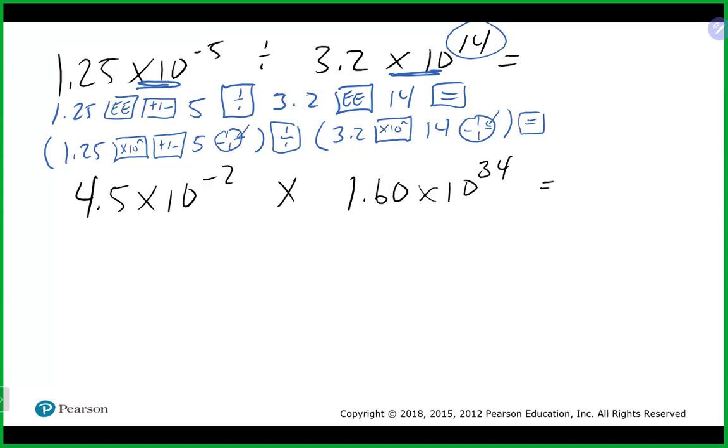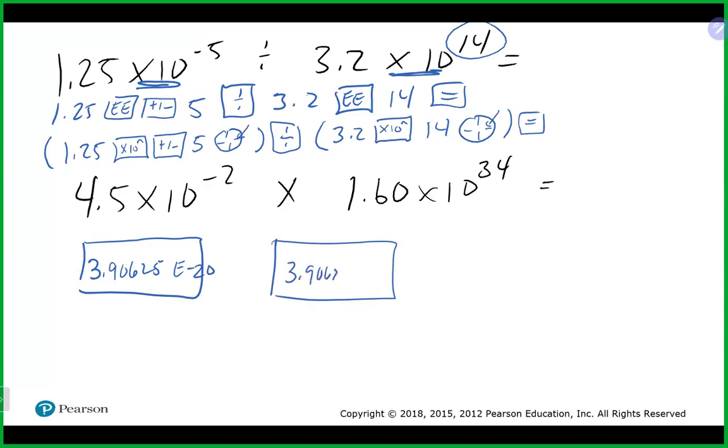All right, so 1.25 to the negative 5 divided by 3.2 to the 14. I'm going to end up with, on my calculator, I'll come down here and show it. I got on mine something like 3.90625 E negative 20 is kind of what my display shows. Now, again, your display may show it like this: 3.90625 times 10 to the minus 20. You may even have a calculator that will show 3.90625, kind of like a big space with nothing written, and then a minus 20. So you may even see it in that kind of aspect.